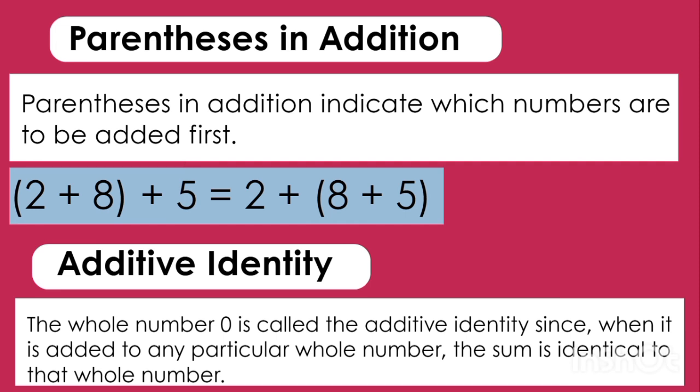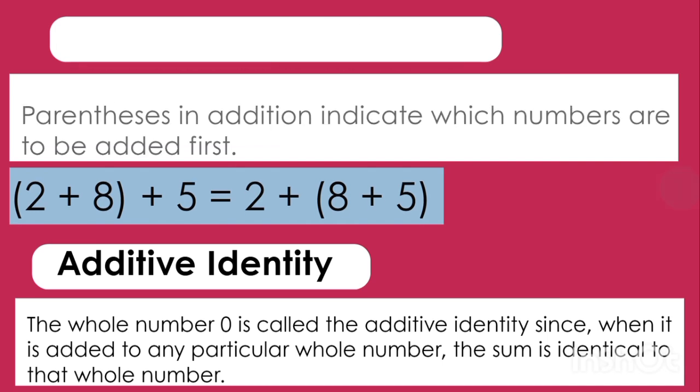So zero is called the additive identity since when it is added to any particular whole number, the sum is identical to that whole number. Let's say 0 plus 5, still identical to 5. So 5, same 5. 0 plus 10, 10. 0 plus 6, 6. So it is called the additive identity. Any number that is added to 0 will have the same identity as the number to which 0 was added.